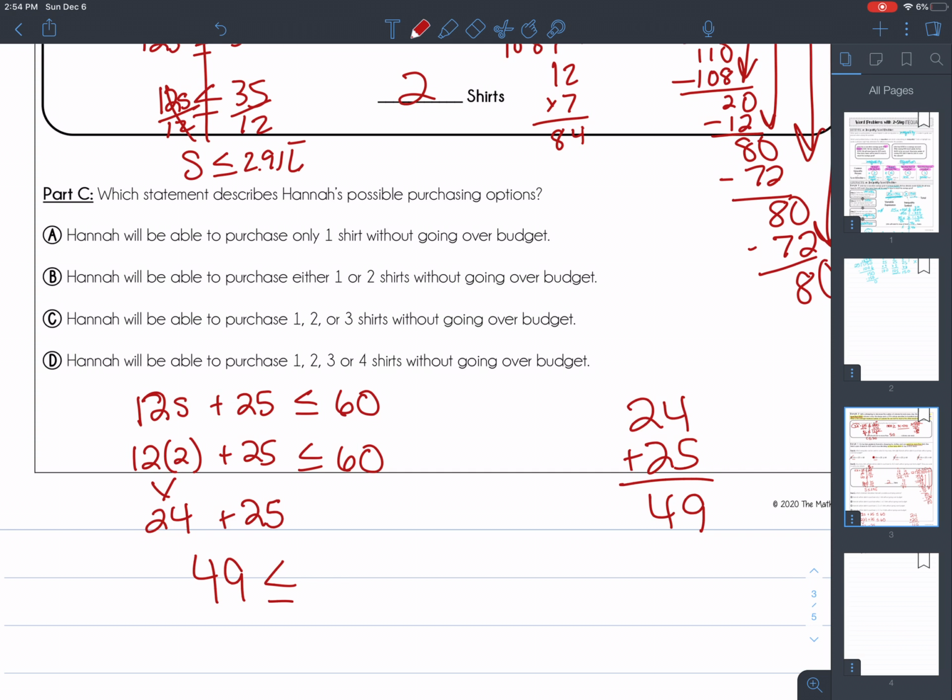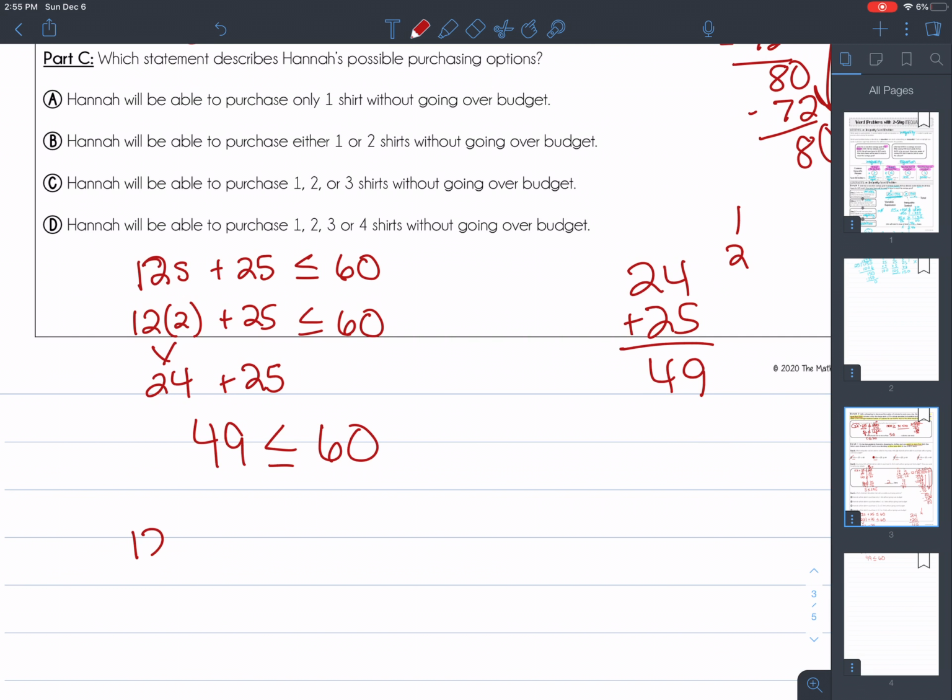Does 49 fall under the $60 limit? Absolutely. So she can buy 1 shirt for sure. We know that, right? Well, let's not bubble that in yet. So we know she can buy 1 shirt. She can also buy 2 shirts. So let's see if she can buy 3 shirts. If they're $12 apiece, does 12 times 3, plus the $25 jeans, stay under the $60 budget?